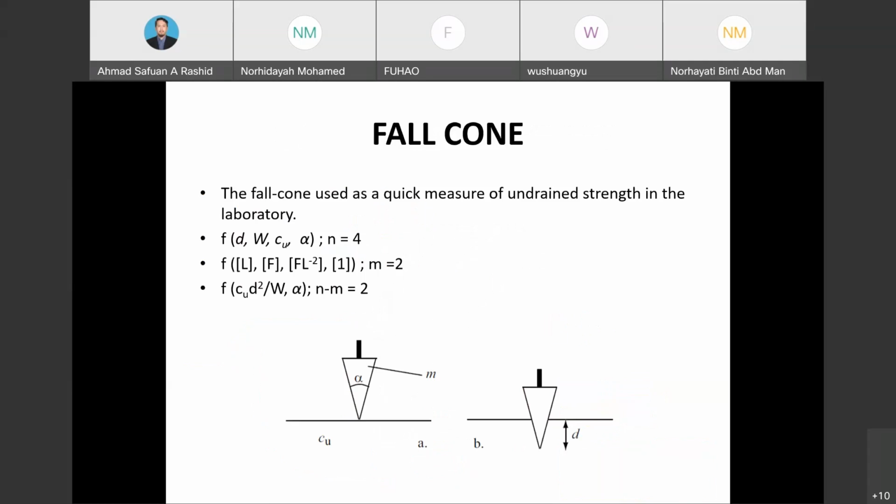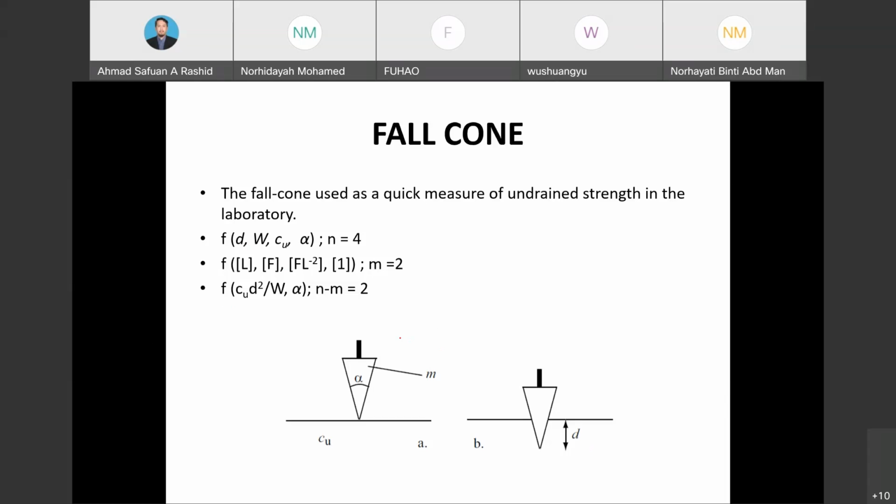I have only 4 examples. This one is for the fall cone approach. If you still remember, when you want to carry out the liquid limit test, you use what we call the fall cone method. Or you can measure the undrained shear strength by using this fall cone method. The outcome of this study is the d, the penetration depth.